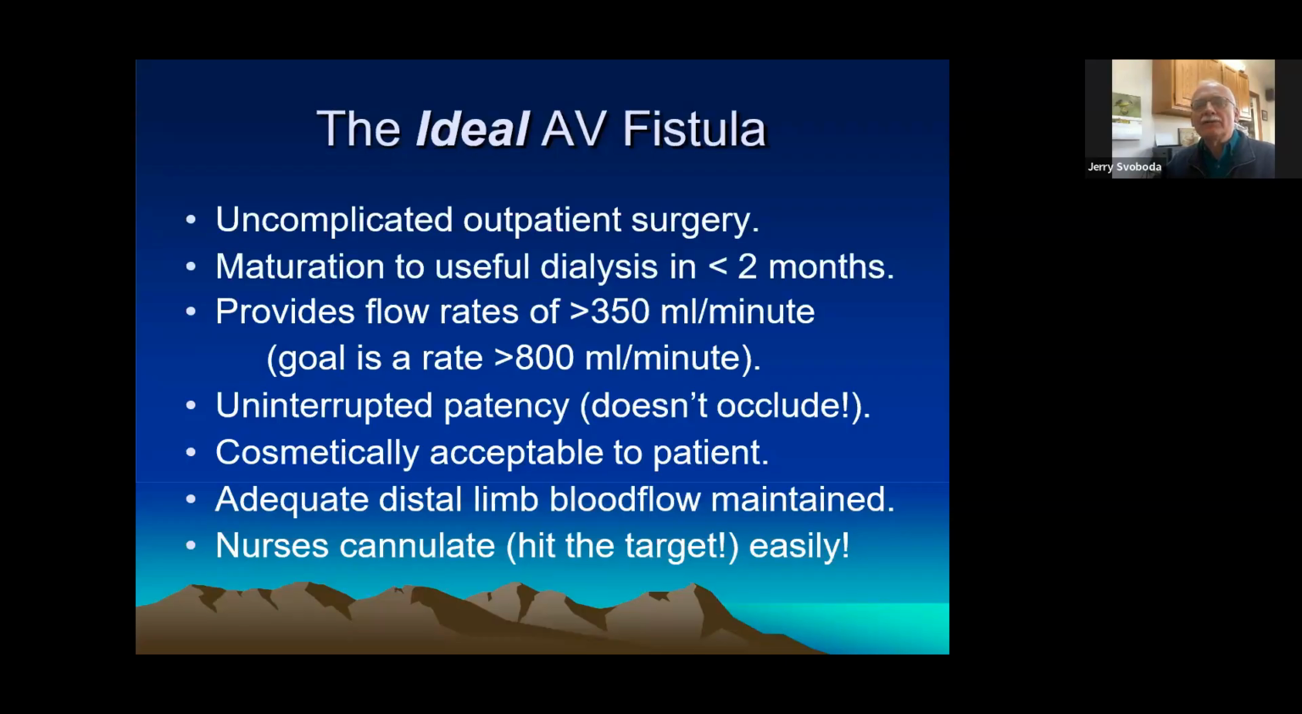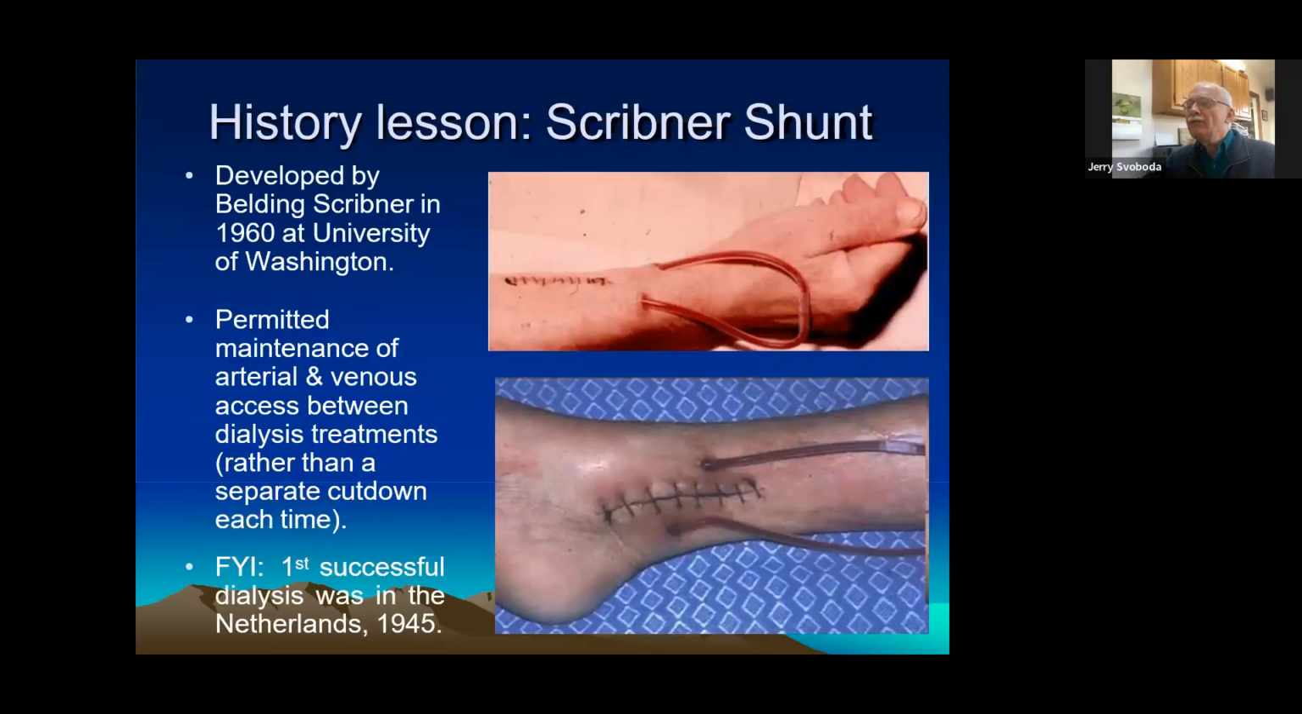These are all ideals. Historically, the AV fistula was preceded by a Scribner shunt, and both our host Lloyd Vincent and I both have experience with this in our younger days. It was developed in 1960 at the University of Washington, and it was a plastic tube, one into the artery, one into the vein, connected together. So it was really called a shunt rather than a fistula because it involved a prosthetic piece. And Lloyd and I both know that historically, some of these were then converted to AV fistulas.